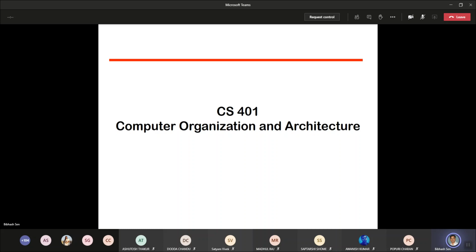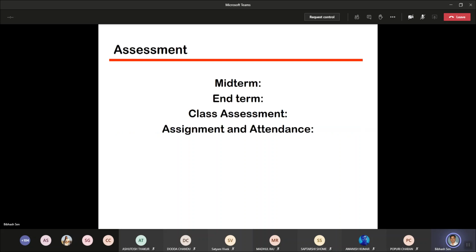Today needs some interaction, because I need a response to know whether everything is received by you or not. You know the assessment procedures. Again, it is a midterm, end term, and class assessment, and this time some assignment and attendance carry marks. The class assignment will not be like in digital logic design. Here there will be a case study or some design you have to implement.